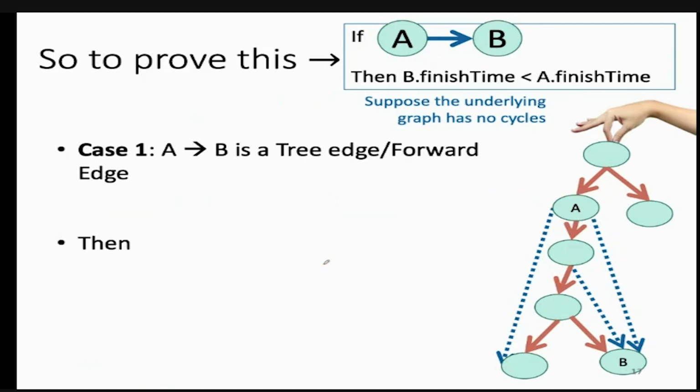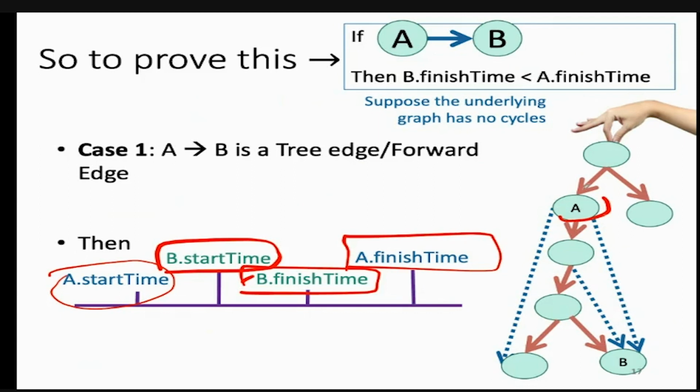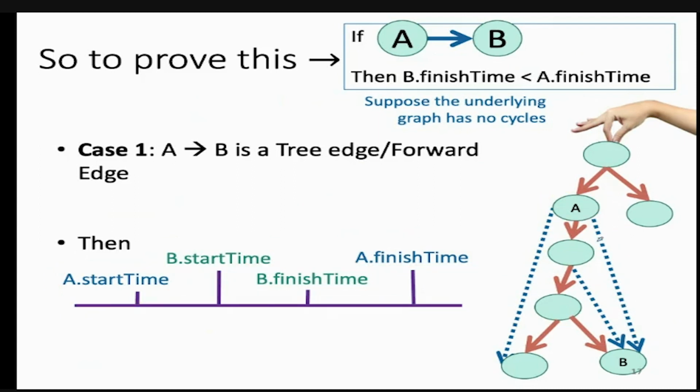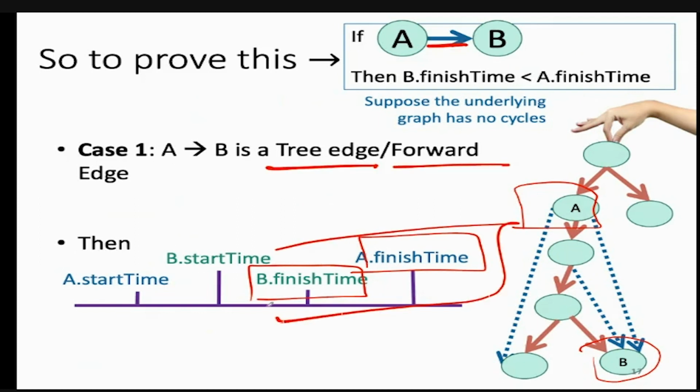So A will start early, then B will start, then B will finish, and finally A will finish. Why? Because A is the parent of B. In this DFS tree, A is the parent of B. So A will start early and finish after B. So in that case, the finishing time of A is obviously greater than the finishing time of B. So if this edge is a tree edge or forward edge, this happens: the finishing time of A is greater than the finishing time of B.